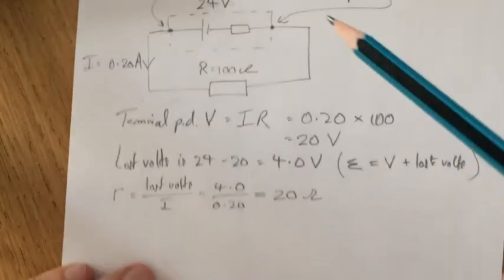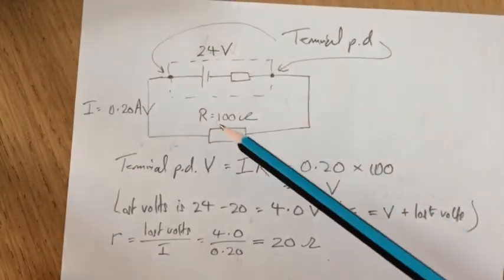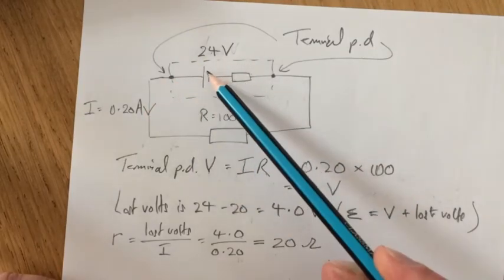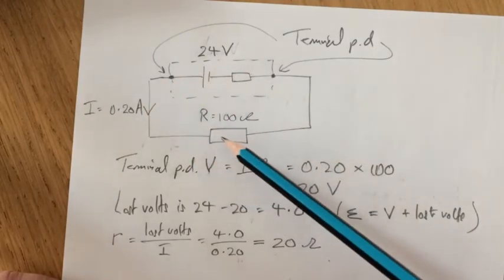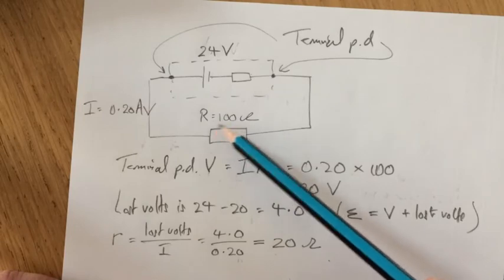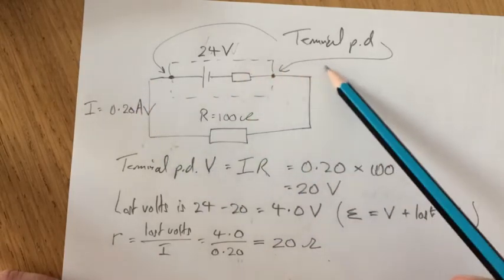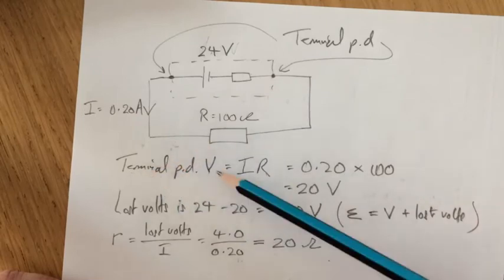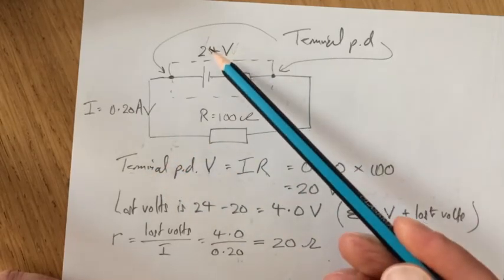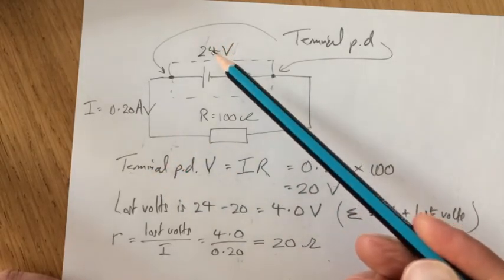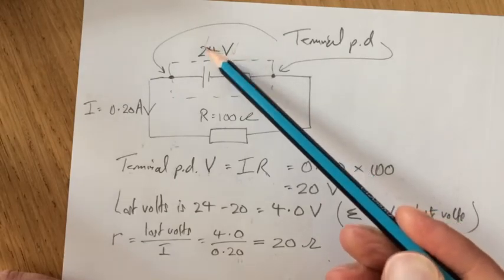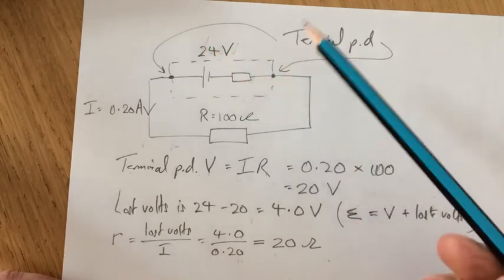Let's do a question. Let's suppose we've got a 24 volt battery with a 100 ohm resistor and 0.20 amps is flowing. Let's work out the terminal PD. It won't be the EMF. It'll be less, because some of the 24 volts is lost across the internal resistance.